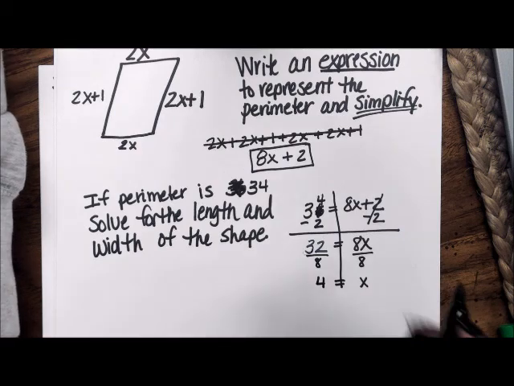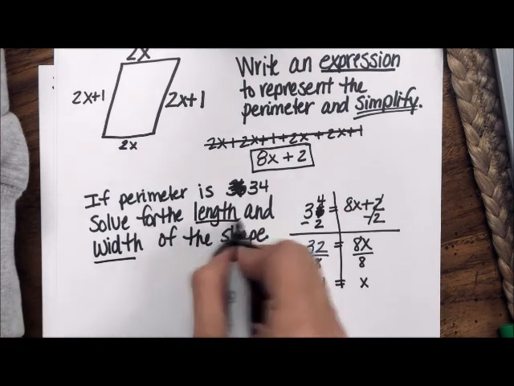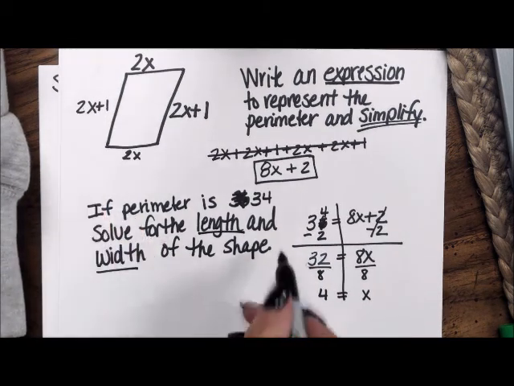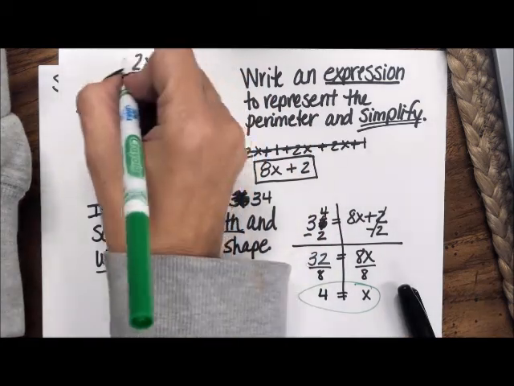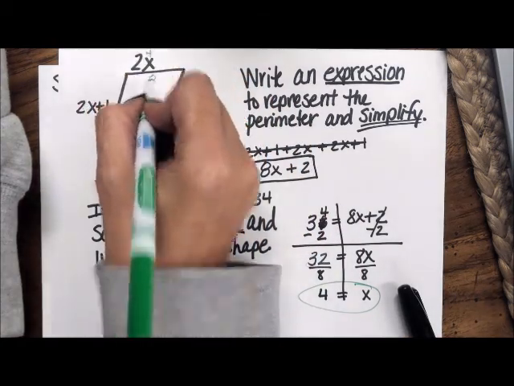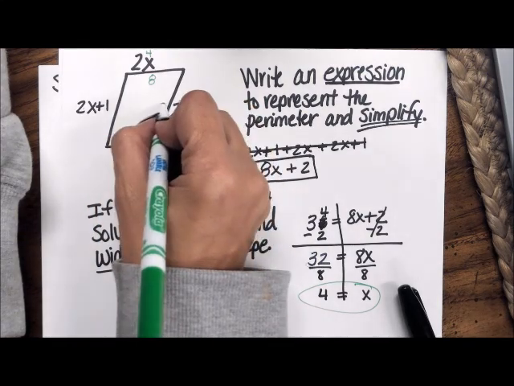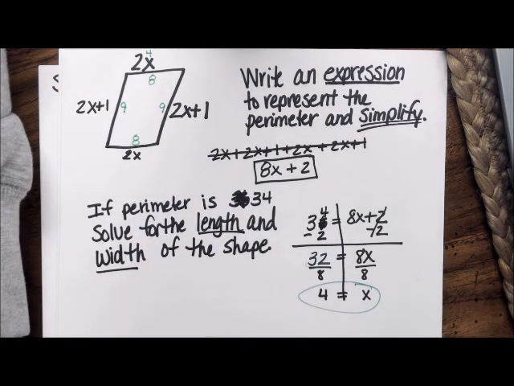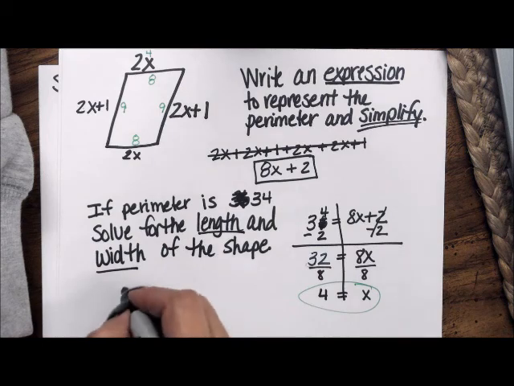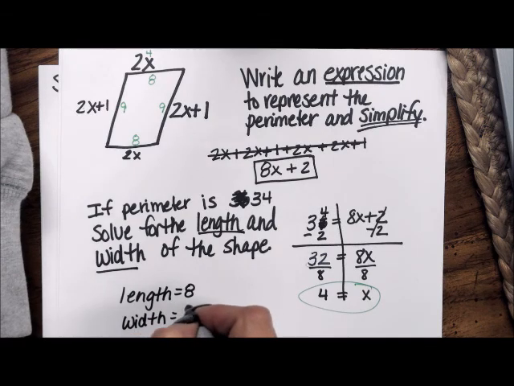Now that I know the x value, how can I find the width and the length of each side? Well, I go back up here, and I'm going to take this 4, and I'm going to plug it in. What is 2 times 4? That's 8. So these are 8. 2 times 4 is 8, plus 1. These are 9. So the length would be 8, and the width would be 9.